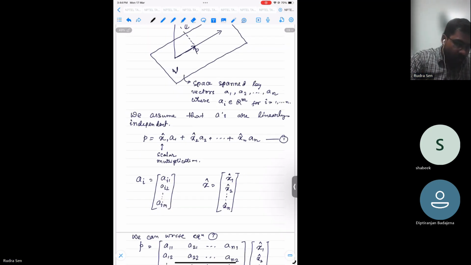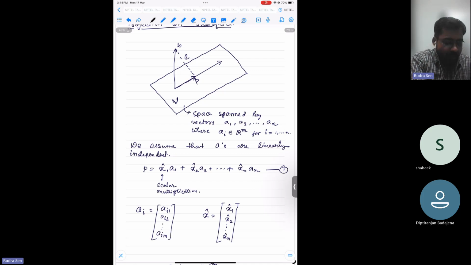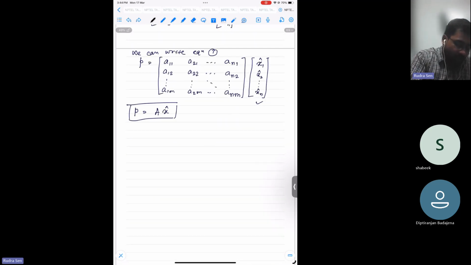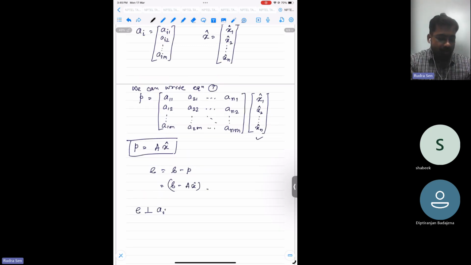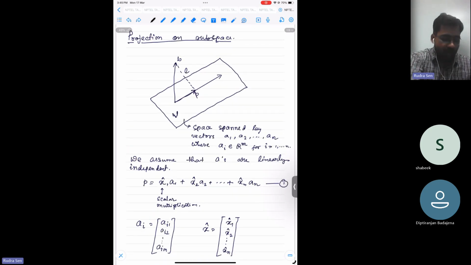Obviously, here we have a vector b, and we know that this error is perpendicular to the space V. So what is the error? The error vector e is equal to b minus p, so b minus A x hat. So now we know that this e is perpendicular to all the ai, because there are lots of ai there, and this e vector is perpendicular to every ai.